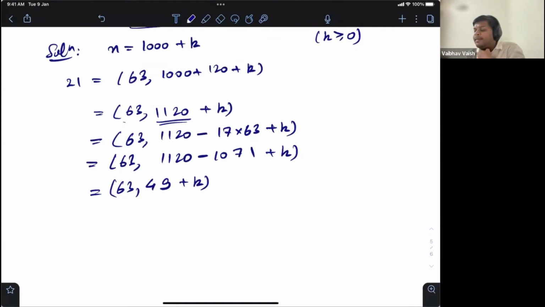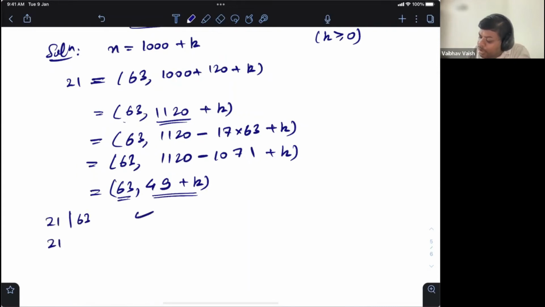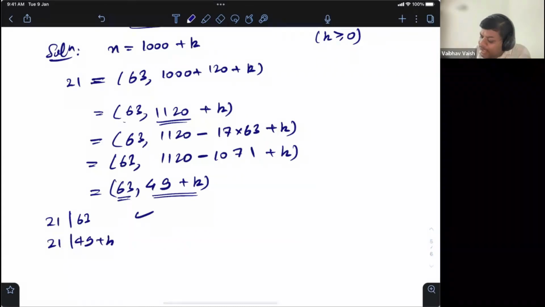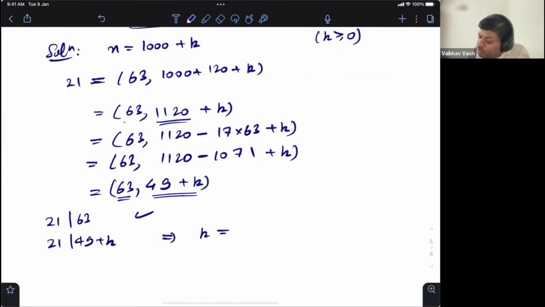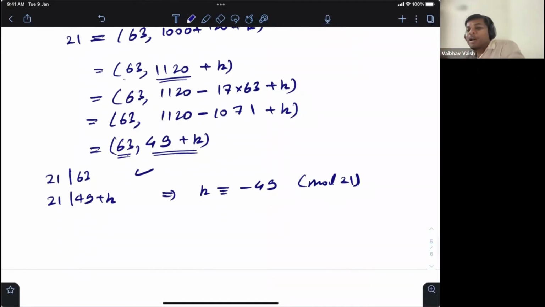Let us look at this. So we know that this is 21, right? Which means that 21 must divide this and 21 must divide this. So let's see. 21 divides 63, that is fine anyway. And 21 divides 49 plus k, which means that k is congruent to minus 49 mod 21. I hope everyone is familiar with this notation. If you are not, please interrupt me and ask. Usually, it's better to do Olympiad problems in a very interactive mode, but that's okay.